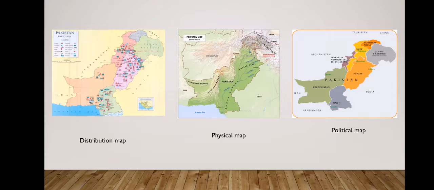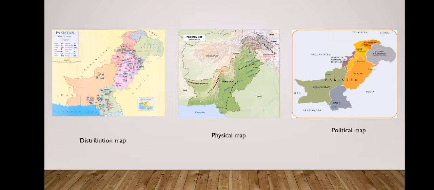Distribution map is also called dot distribution map because it uses dot symbols in different colors to show the presence of a subject. In this map, dot pattern is letting you know of different industries through different colors of dots.